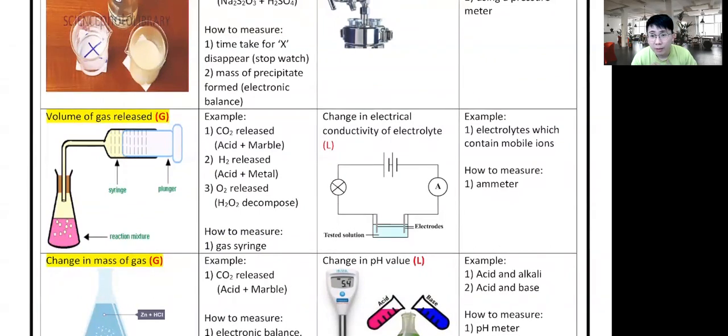So guys, you see my formula for rate of reaction is always what? It's always mass over time or volume over time, right? So this mass or volume is not fixed. It depends on the question. If the question gives a product in solid form, use mass. If your product at the end of the experiment is a gas, use volume. So basically just take mass or volume over time. That's the formula for your rate of reaction.